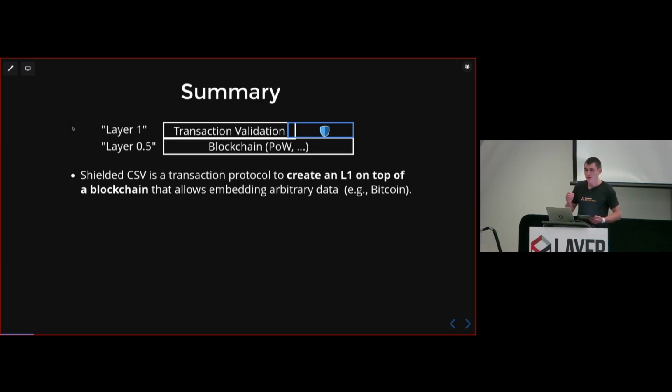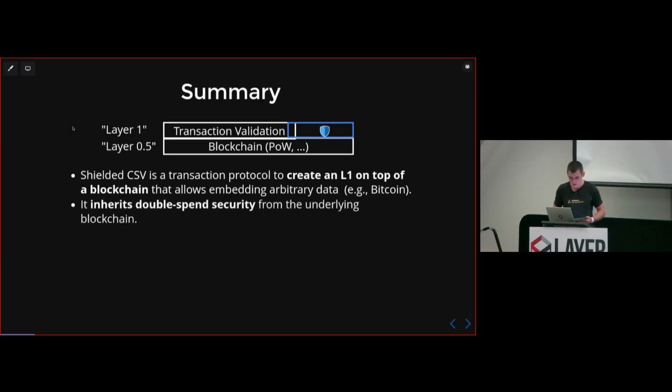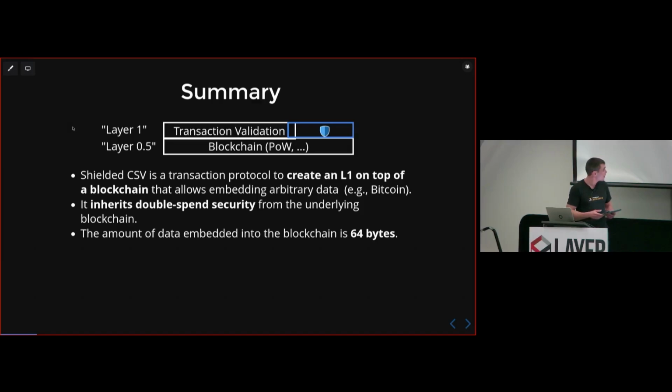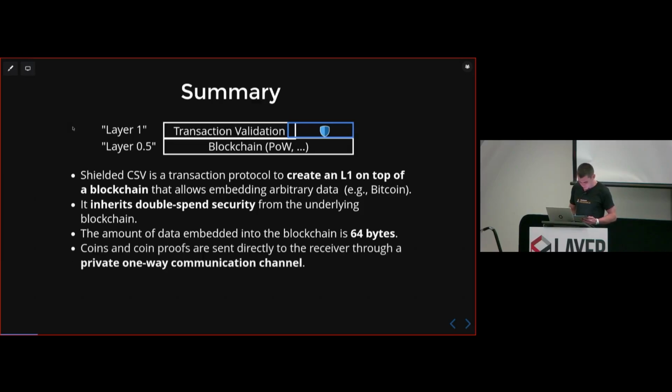There's some overlap between shielded and the existing transaction validation because in order to embed data into the blockchain, you typically need to make an ordinary transaction. Shielded CSV inherits the double spending security from the underlying blockchain. The amount of data embedded into the blockchain approaches 64 bytes per shielded payment.